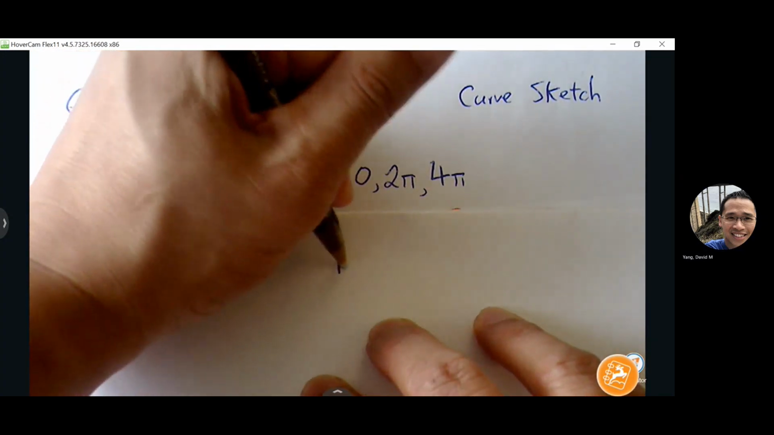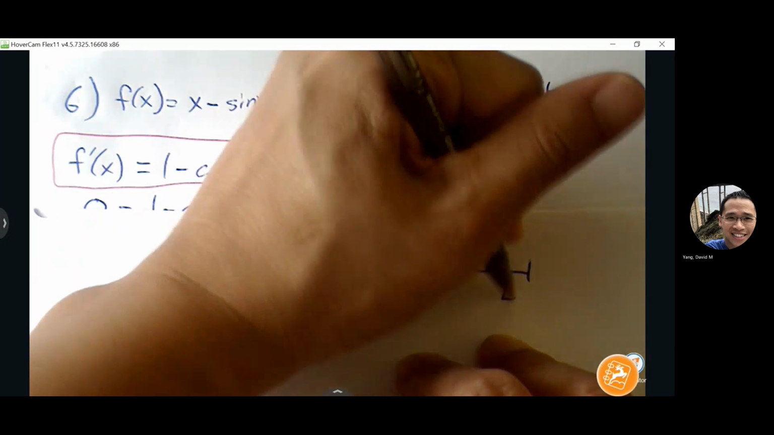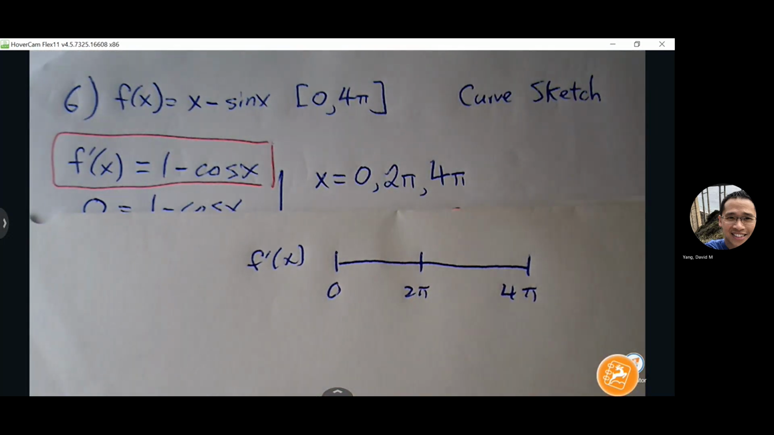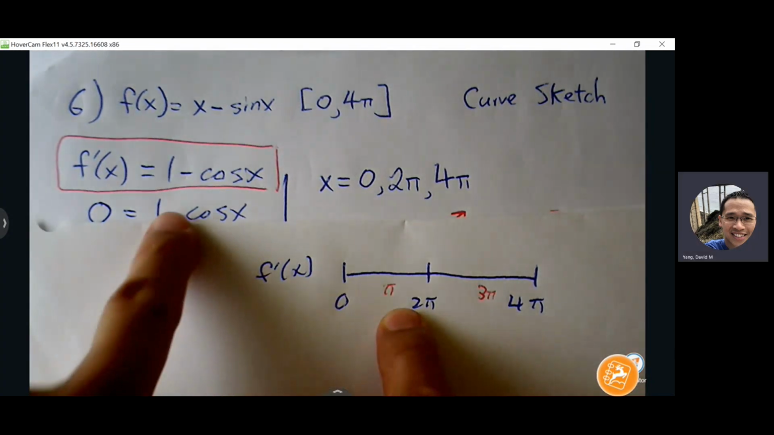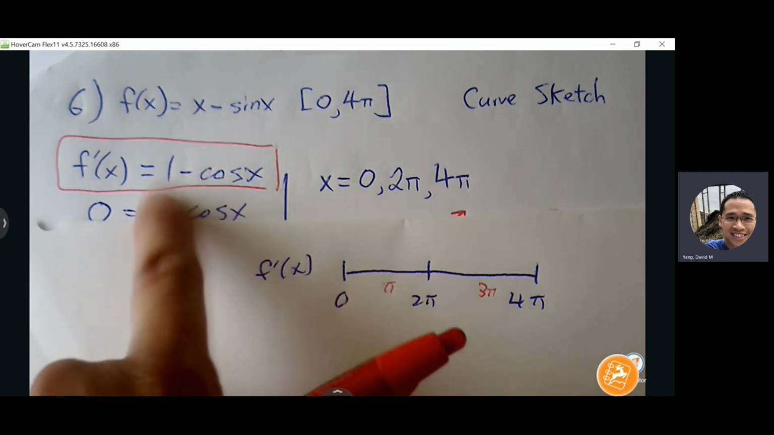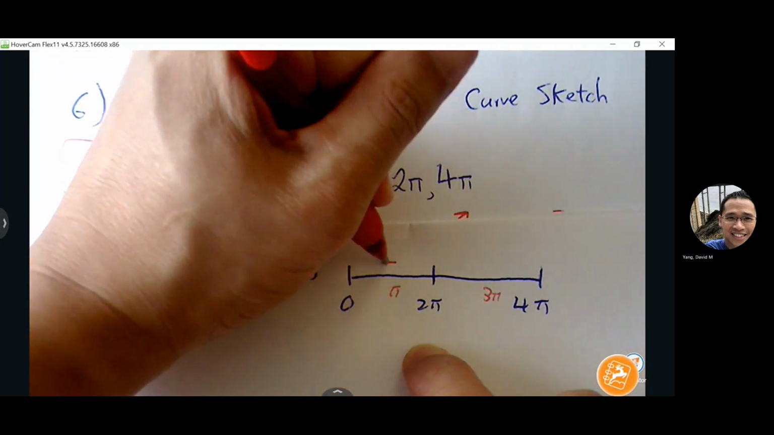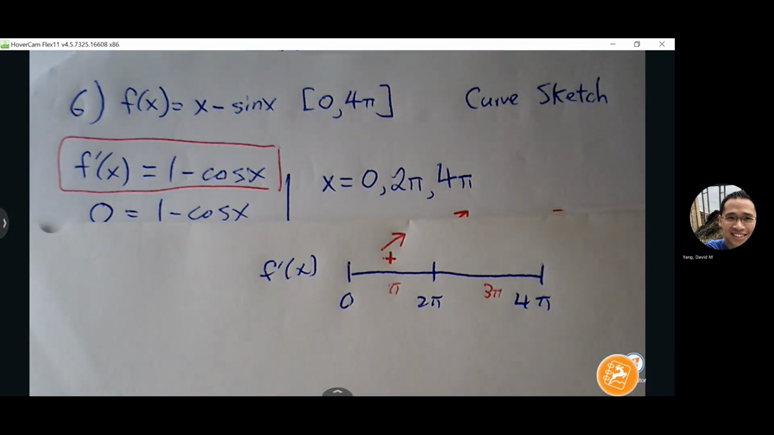So here's my sign line. What's the easy value for me to choose? Pi and 3 pi. I'm going to test this against my derivative function, right? So cosine of pi is negative 1, 1 minus negative 1, 1 plus 1, right? It's 2. So I know on that interval my graph is increasing. Plug 3 pi in. Cosine of 3 pi is also negative 1. 1 minus negative 1 is positive.